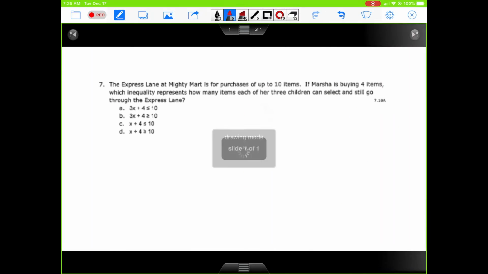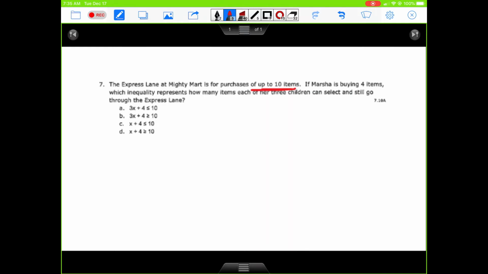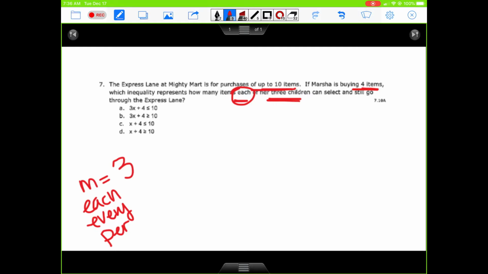Number 7, the express lane at Mighty Mart is for purchases of up to 10 items. If Marcia is buying 4 items, which inequality represents how many items each of her 3 children can select and still go through the express lane? So we're going to write an inequality. First, let's figure out our M, or our rate of change. Remember, your key words for M are each, every, and per. In this case, it's each. So M is going to be 3. Our initial value, or whatever she's starting off with, is 4.